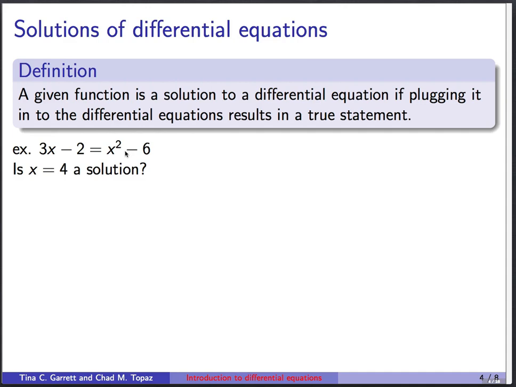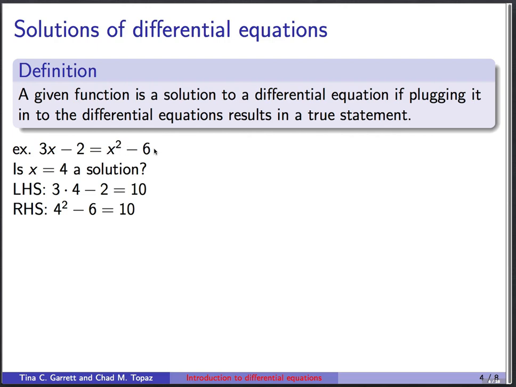And if I asked you that question, you would all do the same thing. You would plug into the left side, and you'd plug into the right-hand side, and you'd see if the left-hand side equaled the right-hand side, and if it did, then you'd say, yes, it's a solution. So let's go ahead and do that. The left-hand side, we get 3 times 4 minus 2, that's 10. On the right-hand side, we get 4 squared minus 6, that's 16 minus 6, which is 10. And then you say, aha, the left-hand side equals the right-hand side, so check. 4 is a solution to that equation.